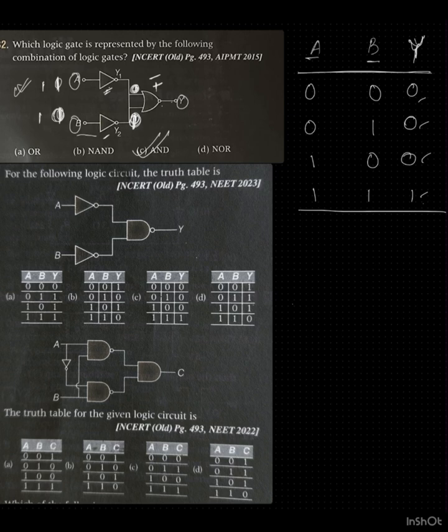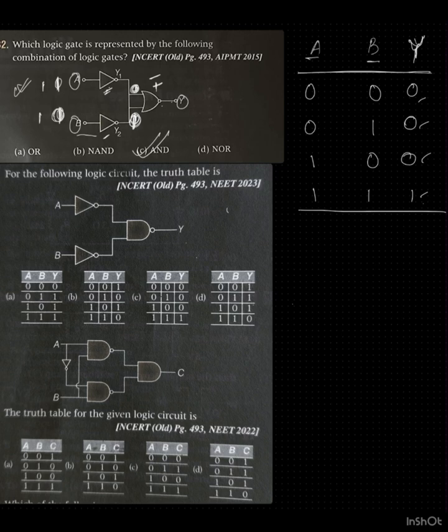Okay, I hope it is clear. You have to compare this truth table with all the given options and you have to match them. If you compare this truth table, you can say that this truth table is of nothing but AND gate. Okay, now let us come to the next one.